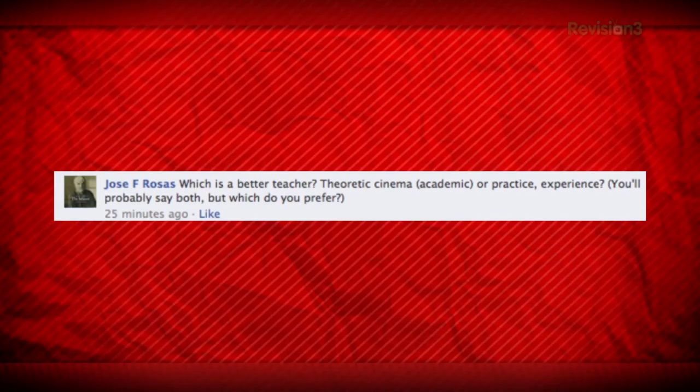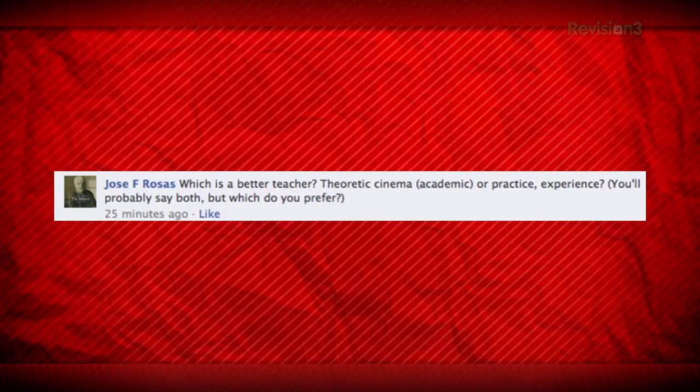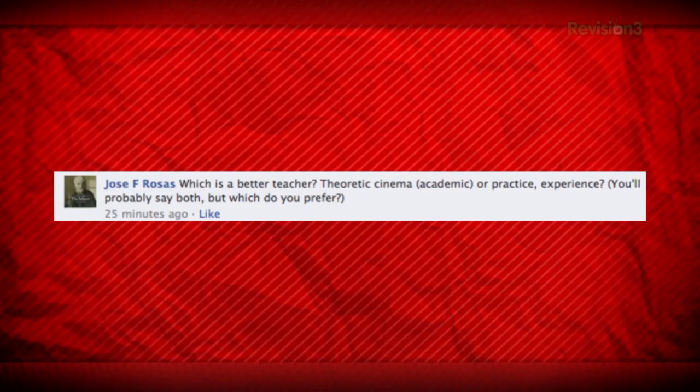Which is a better teacher, theoretic cinema, academic, or practice experience? You'll probably say both, but which do you prefer? We've talked about this a lot, and there's not a yes or no answer to this. For some people, I think skipping film school altogether and just doing is a great thing, and probably the best thing for them. And for some people, they need that hammer fist of a film school forcing them to do it.